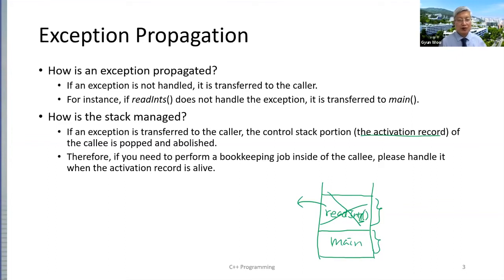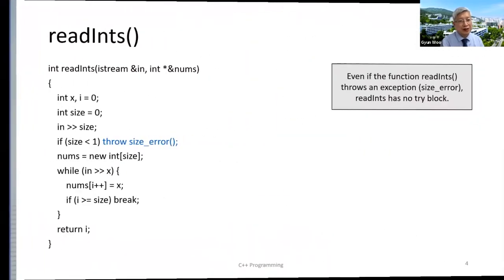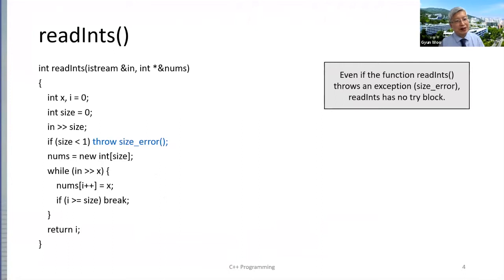Okay. So in Java, you have a finally block for the bookkeeping job, but in C++, there's no such finally block as in Java. So you have to handle them manually. So think about that. Your readInst is throwing a size error once the size is less than 1, and you know that there's no try. And there's no catch. Okay, so exception is thrown from readInst.